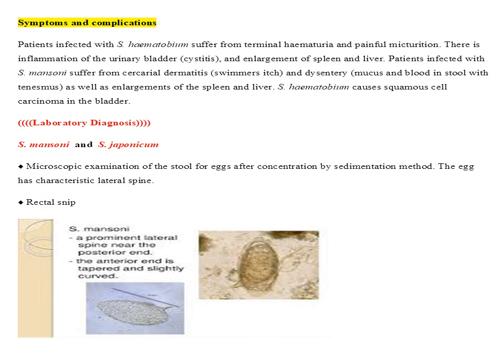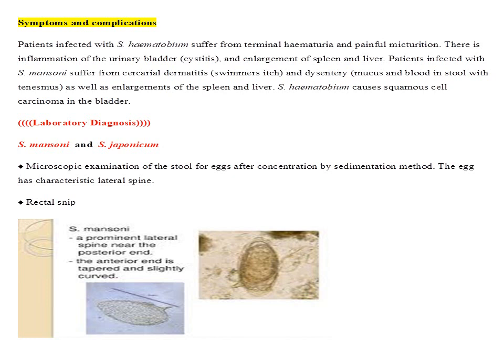Whereas a patient infected with Schistosoma mansoni and Schistosoma japonicum will suffer from cercarial dermatitis, called swimmer's itch, and dysentery. You know that dysentery means mucus and blood in the stool with tenesmus, as well as enlargement of the spleen and liver. Also, Schistosoma haematobium causes squamous cell carcinoma in the bladder.